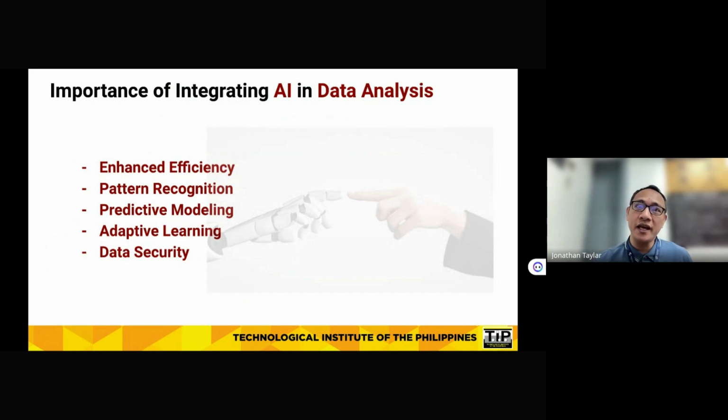If you integrate AI into data analytics workflows, organizations can strengthen their cybersecurity posture. They can also protect sensitive data assets and ensure compliance with regulatory requirements, no? Ultimately safeguarding their reputation and maintaining customer trust.